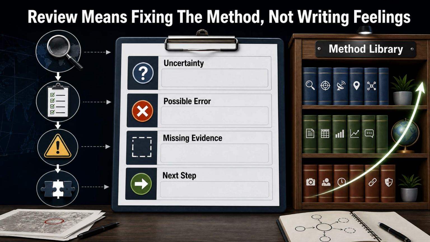Review is not writing, "I learned a lot." A useful review fixes the method. Ask, what is still uncertain? Where might I have misjudged? What evidence is missing? Which step should change next time?